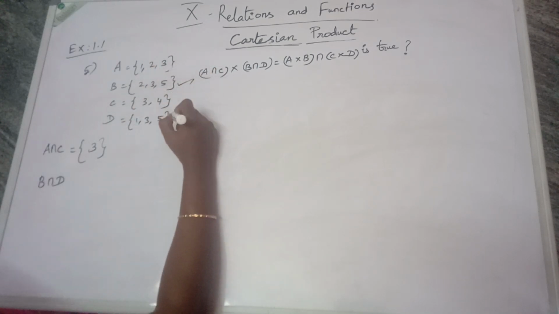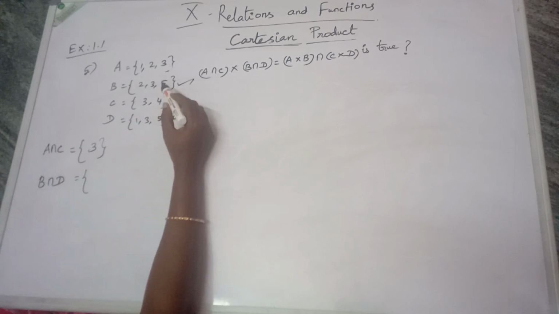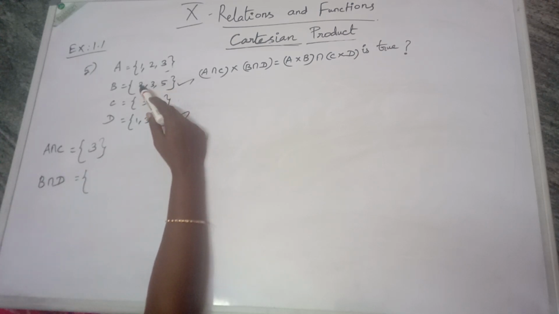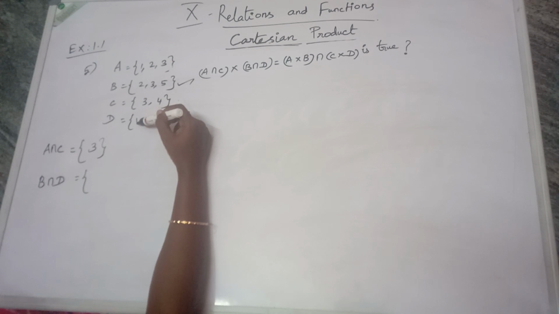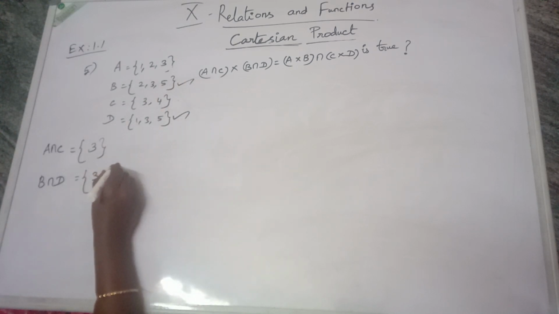You have to see the intersection of the two sets B and D. You have to find out if there are any common elements. See, here 2 is there, but here there is no 2, so 2 is not common. Here 1 is there, but here there is no 1, so 1 is also not common. But 3 and 5 are there in both. So 3 comma 5 are the common elements.